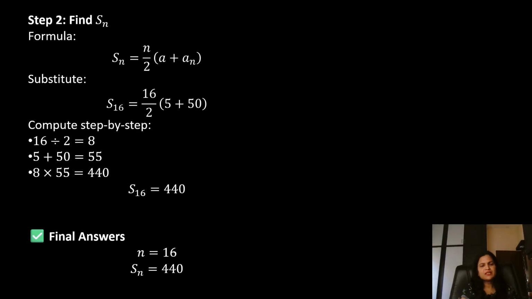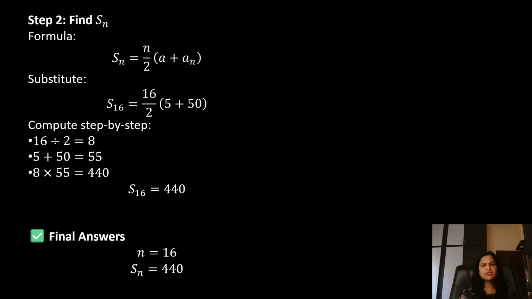So step 2, find Sn. Formula: Sn equal to n by 2 into the bracket a plus an. Substitute: S16, since in the previous step n equal to 16 has come. S16 equal to 16 by 2 into the bracket, a is 5, an is 50. Therefore 50 plus 5 is 55.